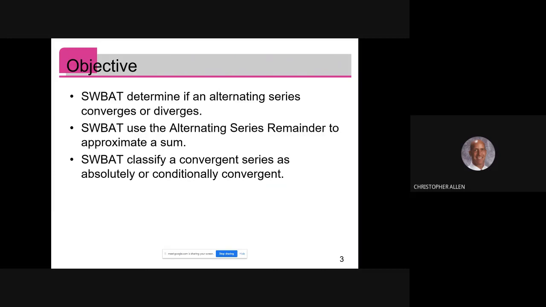So our objectives today are students will be able to determine if an alternating series converges or diverges, so that's kind of what we've been doing. We're also going to use the alternating series remainder theorem, basically, to approximate sums. And we'd also like to be able to classify if a series is either absolutely or conditionally convergent. Okay, so there's actually quite a bit on today's lesson, and I'll try to go through it fairly quickly.